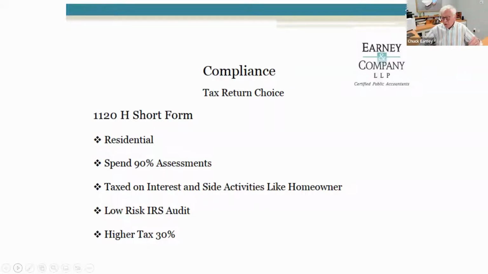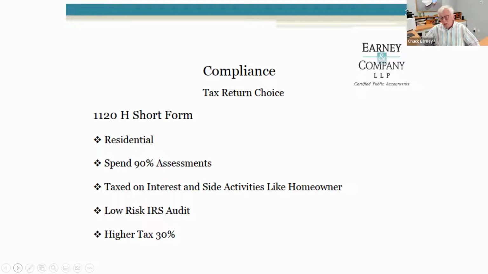It requires you to spend 90% of your assessments every year. The idea of this form is it only taxes what a homeowner would be taxed from their home. So for example, you put a new roof on your house, you can't deduct that.